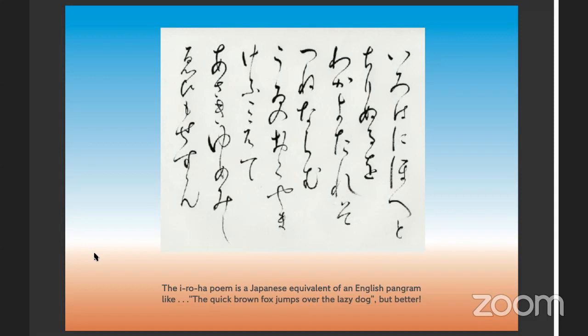The top one, Iroha, this Japanese poem, uses the same letters. Very cleverly done. Who wrote this? And what does it mean? It's a beautiful letter. So next one, please.